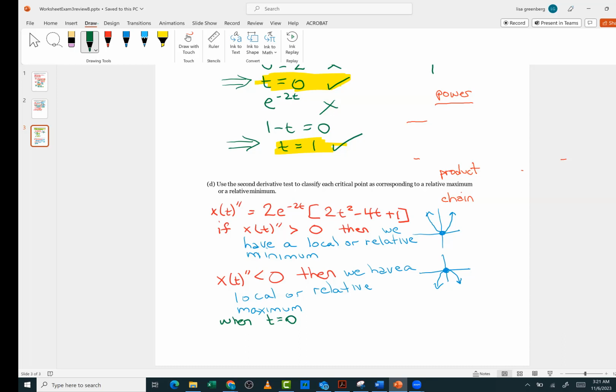So I plug in 0 into this function, and I get 2e to the 0 times t is 0. That's going to be the first term is going to be 0. The second term is going to be 0. The third term is going to be 1. This is the same as 2. Anything to the 0 power is 1 times 1. My answer is 2. Since it's positive, this is a relative minimum.